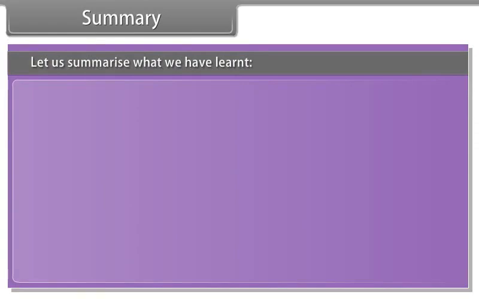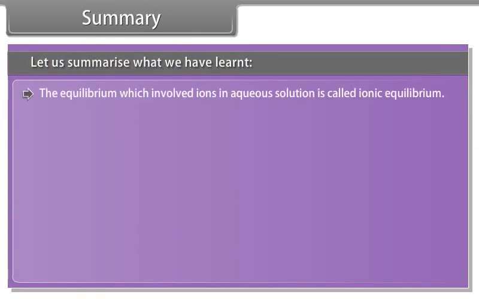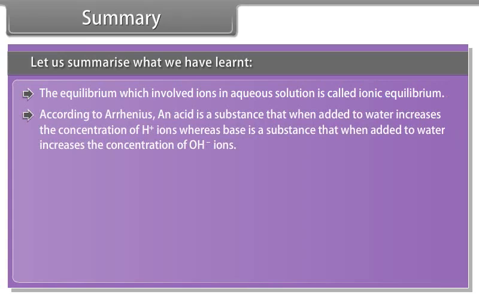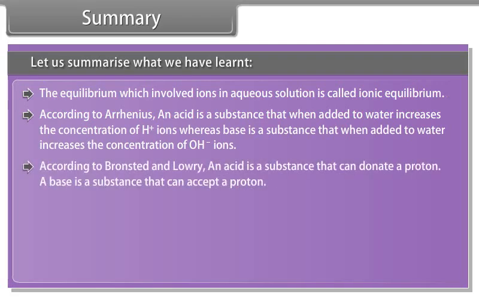Summary. Let us summarize what we have learned. The equilibrium which involves ions in aqueous solution is called ionic equilibrium. According to Arrhenius, an acid is a substance that when added to water increases the concentration of H+ ions, whereas a base is a substance that when added to water increases the concentration of OH− ions. According to Bronsted and Lowry, an acid is a substance that can donate a proton. A base is a substance that can accept a proton.